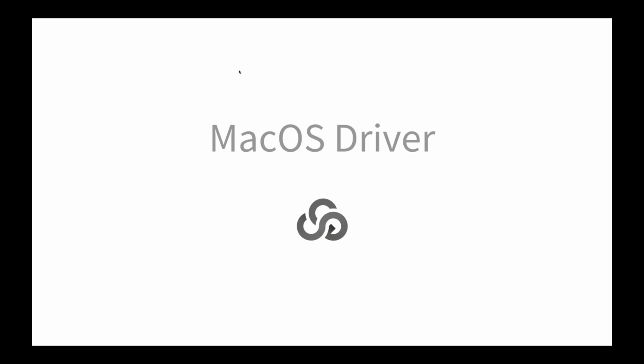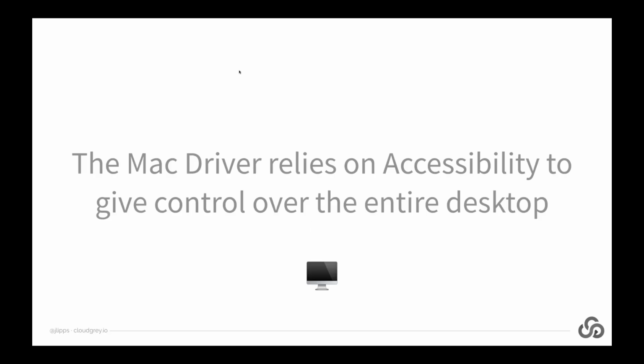Okay, let's move on to the macOS driver. The Mac driver, as we call it, relies on the system accessibility frameworks to give control over the entire desktop. So basically, macOS comes with this system events framework that allows applications to see everything that's on the screen, to interact by moving the mouse or by clicking on different things. So it's actually a very powerful kind of automation.